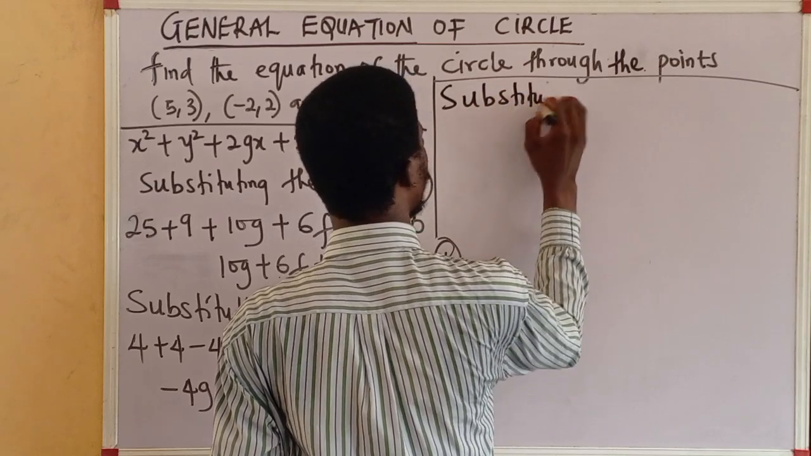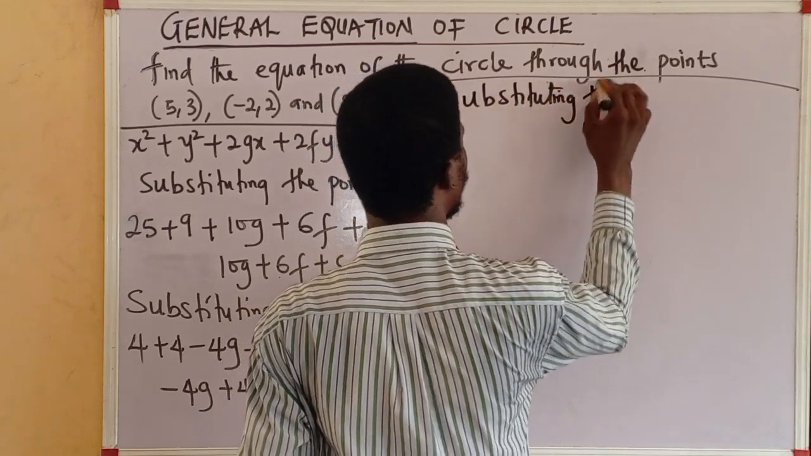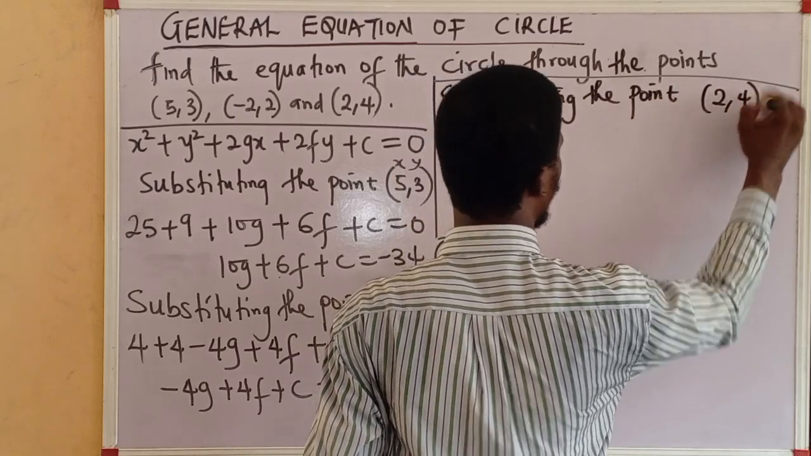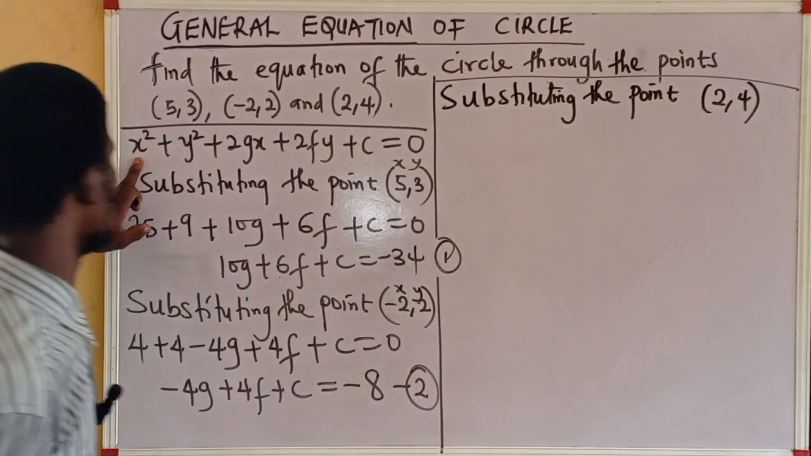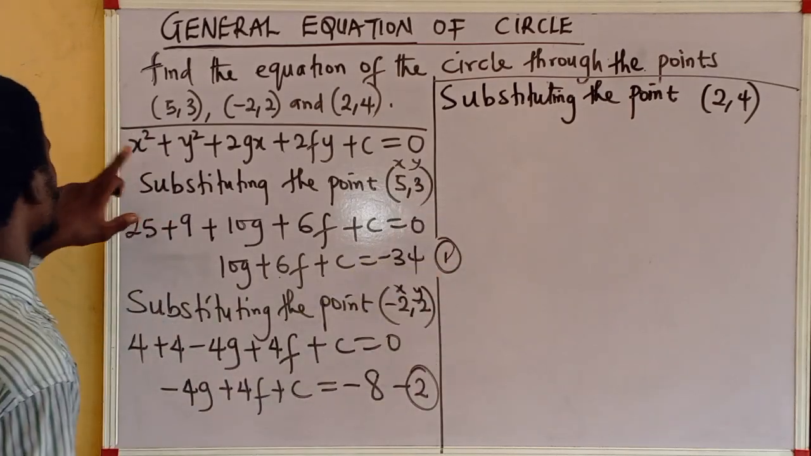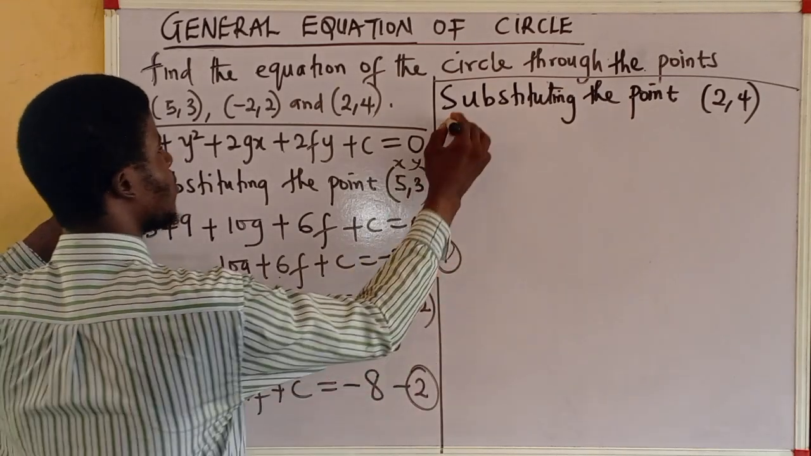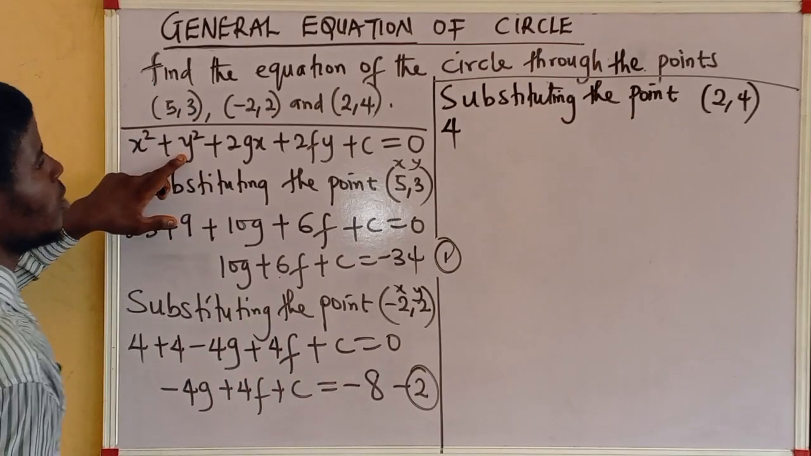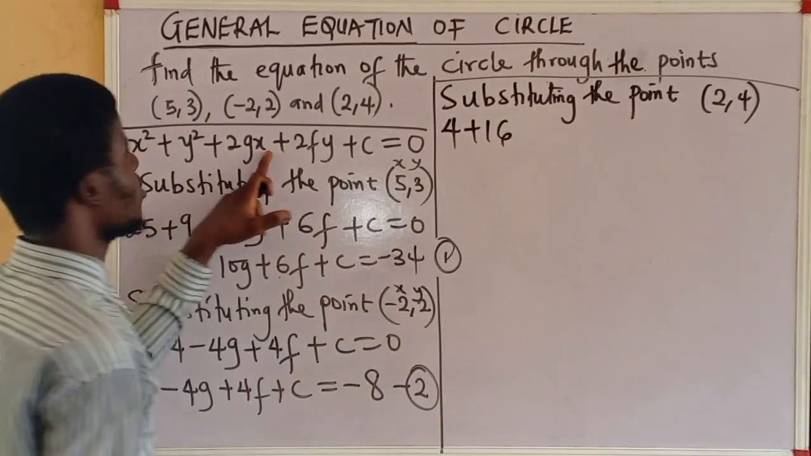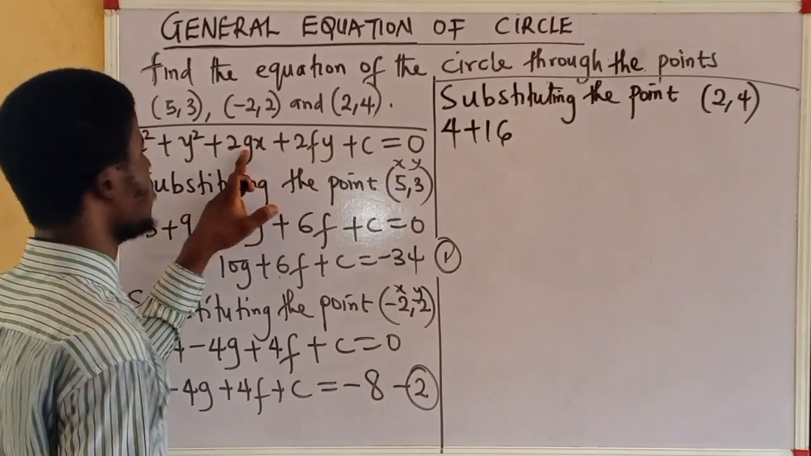Let's substitute the last point now, which is the third point. Substituting the point (2, 4) into the equation, we have x is 2 and y is 4. So 2 squared is 4. 4 squared is 16. x is 2, so 2 times 2 is 4, 4 times g, that's 4g.